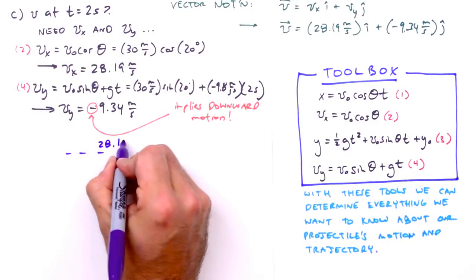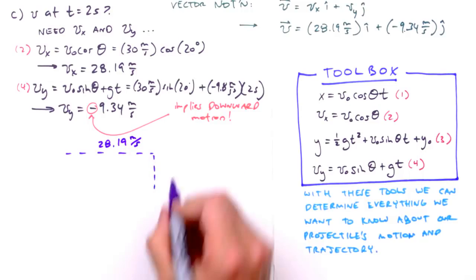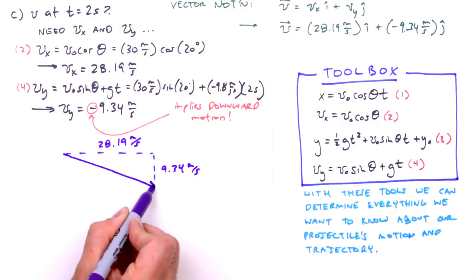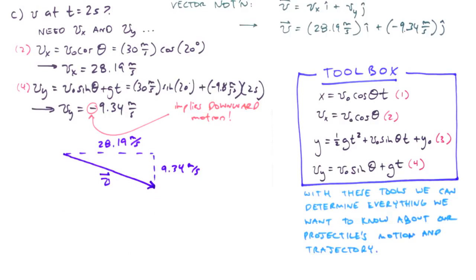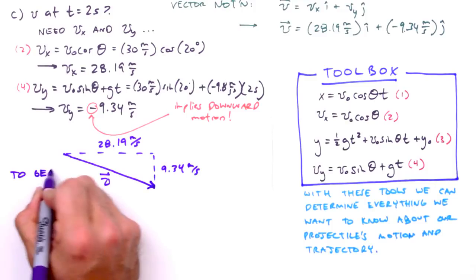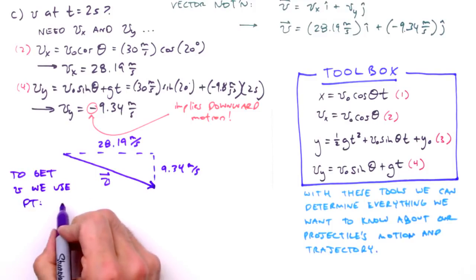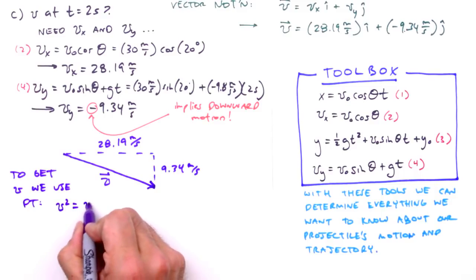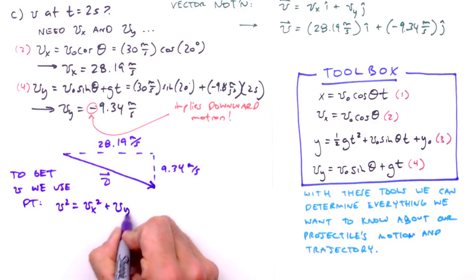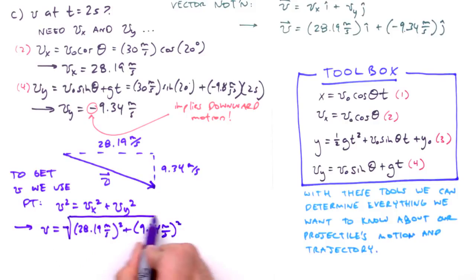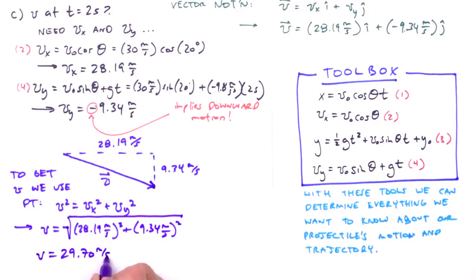So we've got 28.19 meters per second in the x direction and 9.34 meters per second in the negative y direction. We'll recombine these components to determine the magnitude of v using Euclid's 47th proposition, better known as Pythagoras' theorem. The square of the hypotenuse is equal to the sum of the squares of the legs. Taking the square root of both sides and inserting our values, and dropping the plus or minus sign, we get a magnitude of 29.70 meters per second. Physically reasonable? Check. Are we done?